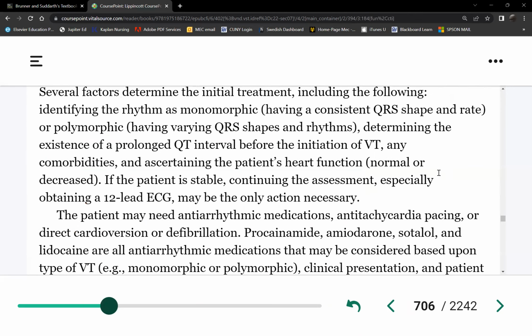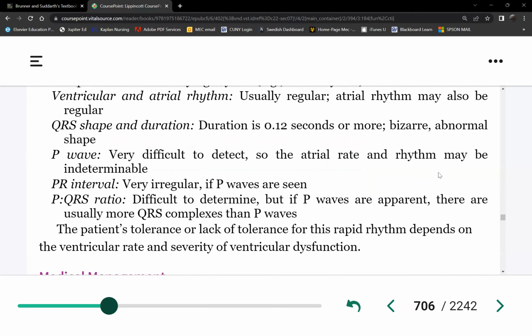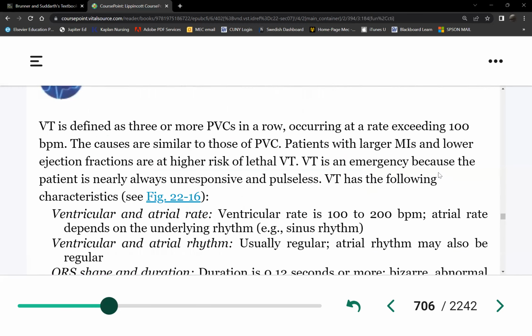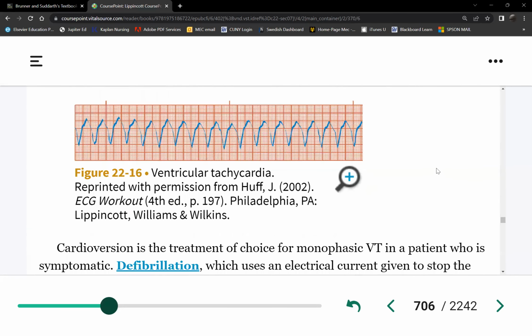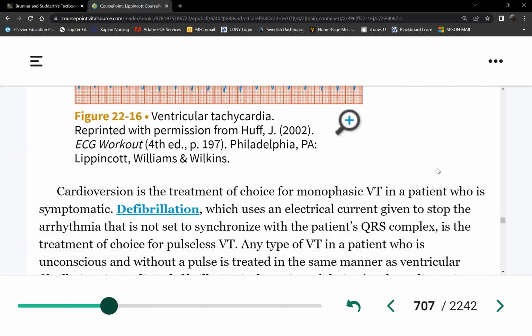So the difference is if it's a pulseless VTAC, what's the treatment? CPR and defibrillation. So therefore, what's your first action when you see a rhythm like this? Assess for what? Assess for a pulse, because the treatment depends on whether or not the patient has a pulse. So if the patient has no pulse, what do you do? Start CPR and call a code. Okay, call a code, start CPR.